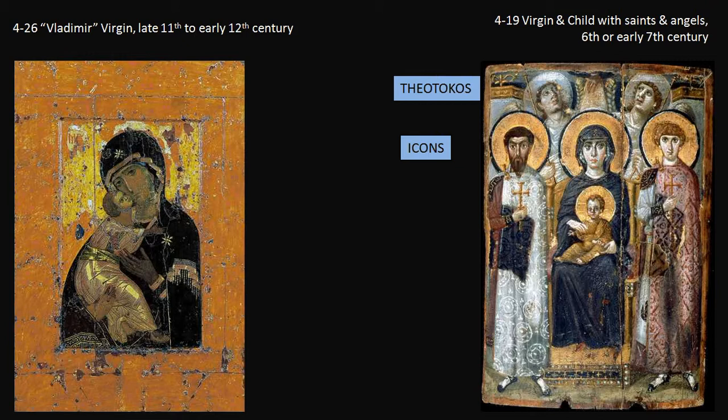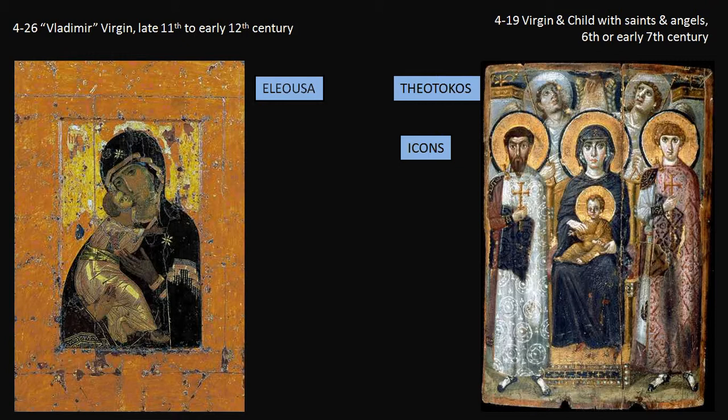The other hand reaching up to grab onto her towel over her head. This type is called the Eleusa type, and simply what that means is an icon that focuses on the Virgin's tenderness, her care for Christ, her motherly care. And even though she looks at you, she presses her cheek into her son, presses her cheek into his as he looks toward her.